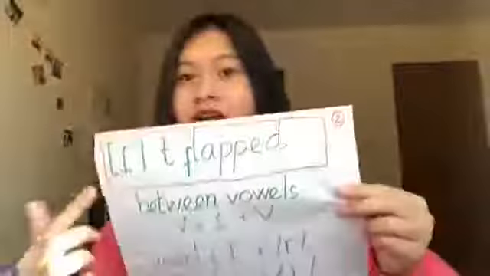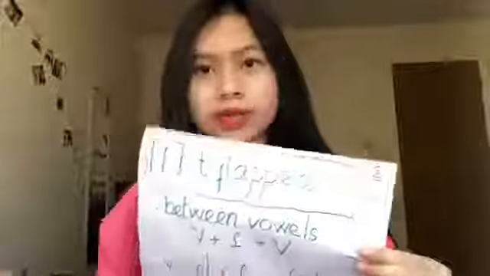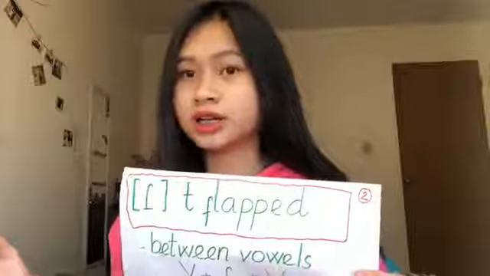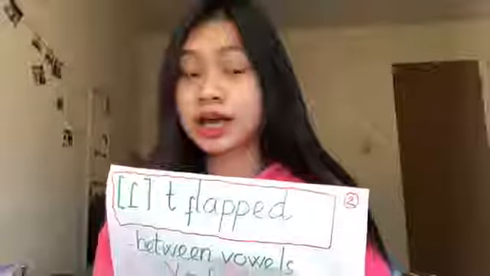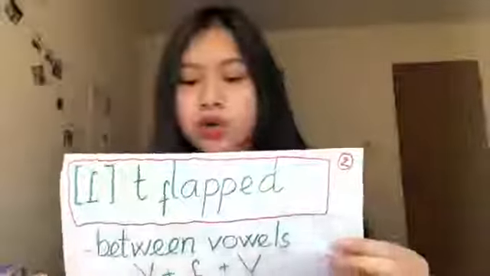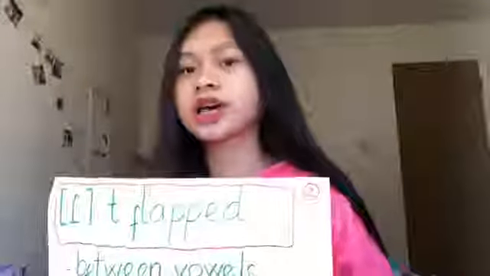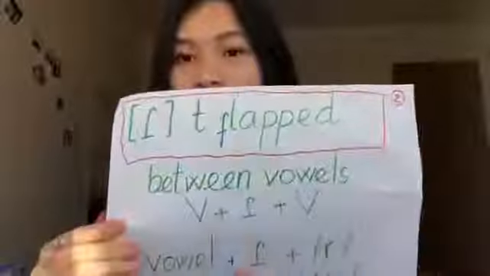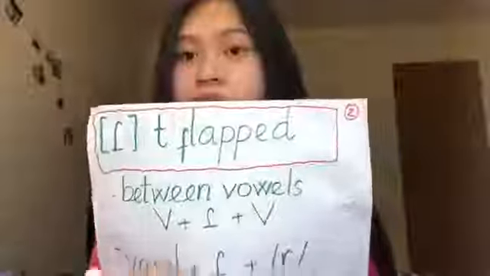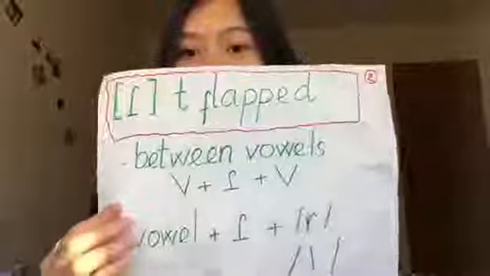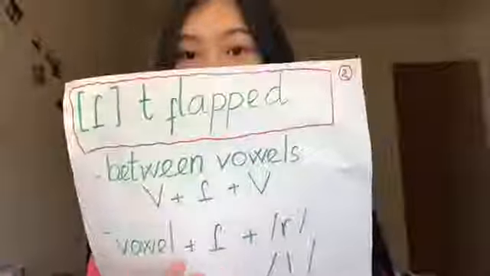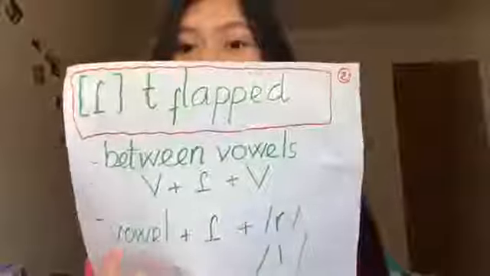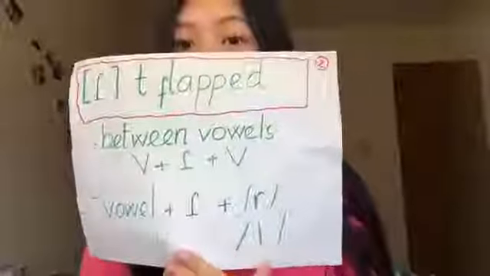Next, we have the flapped T. So what's a flap T? So you're gonna pronounce it as d instead of t, like the one that we just did. So when do we pronounce it as d instead of t? Okay, when the T is between vowels, or when the T is between a vowel and an R, or between a vowel and an L.